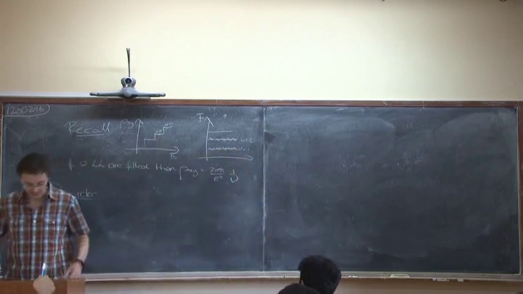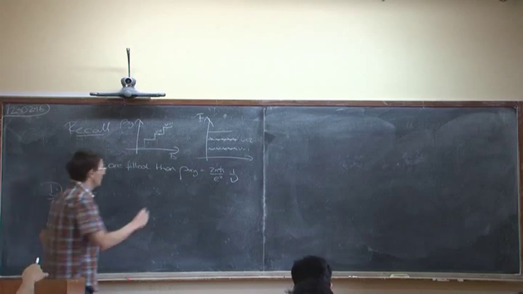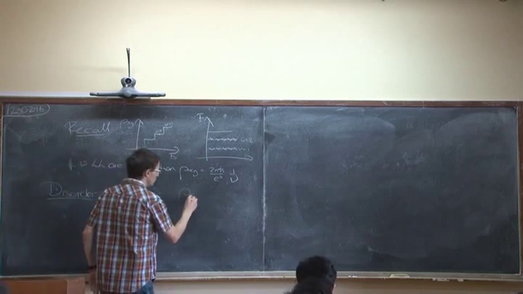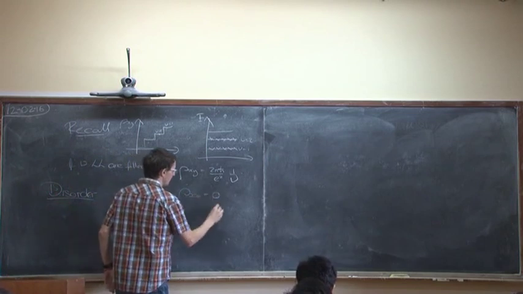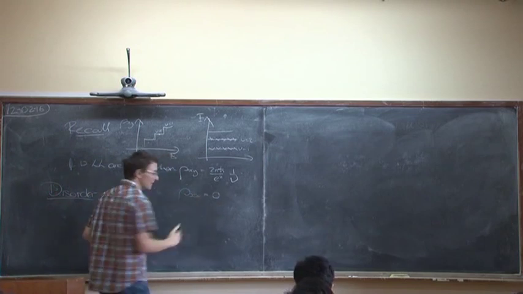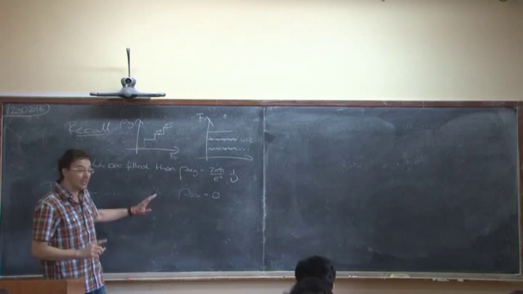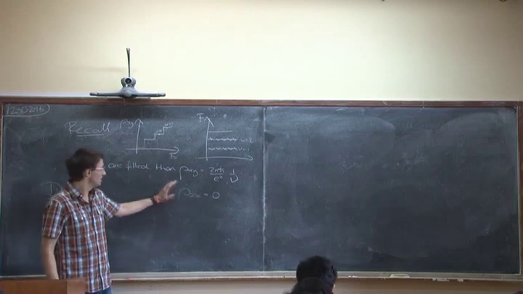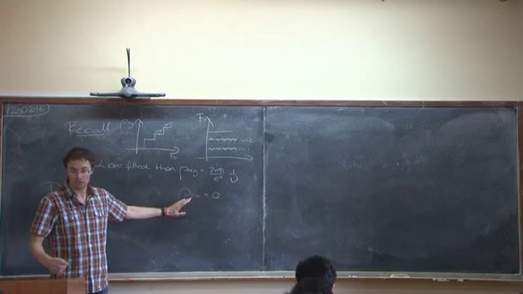And about rho xx, we concluded at the end of the last lecture that it is 0 anywhere on the plateaus.